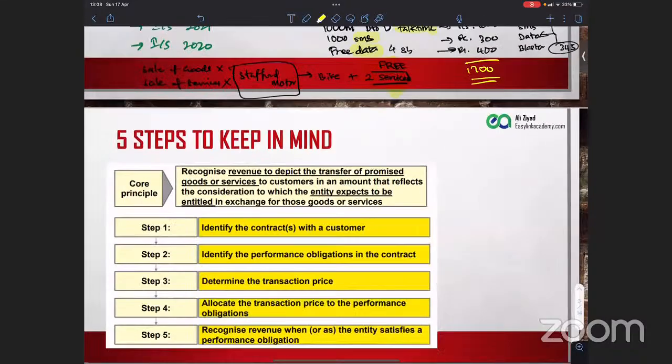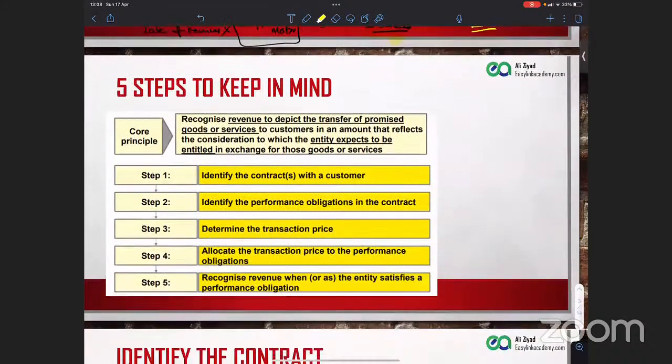So basically, 5 steps to keep in mind. Number 1 is the contract. The customer and the supplier should have agreed to do something. The supplier should have agreed to provide some services. That is a contract. So this can be written as well. Step 2 is performance obligation. These are the promises, whatever the supplier is promising to give you.